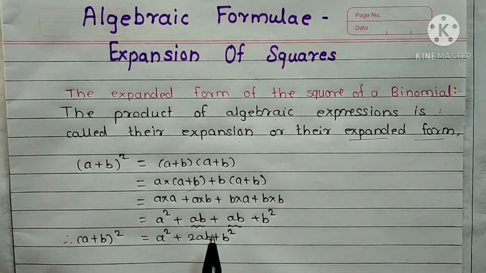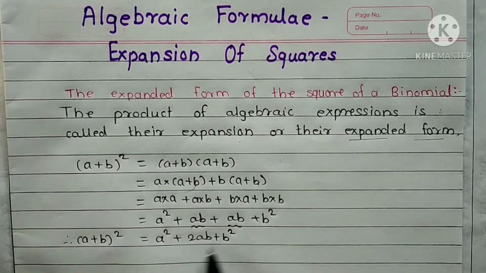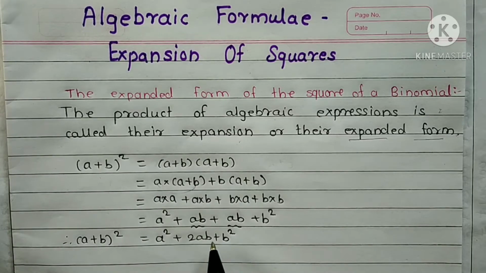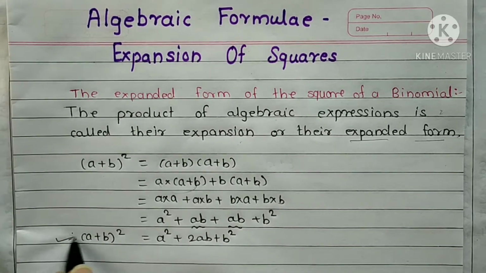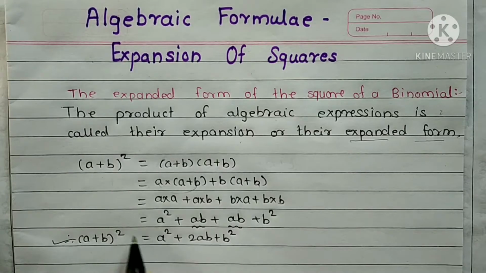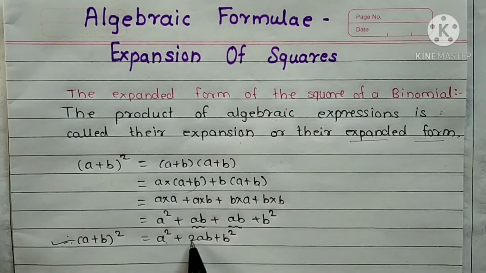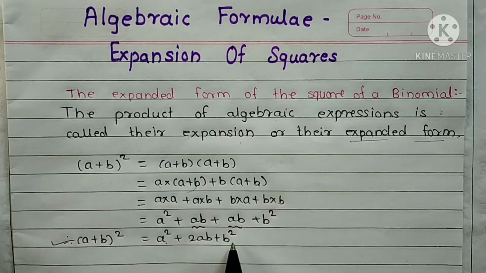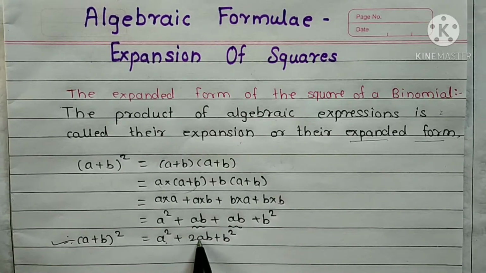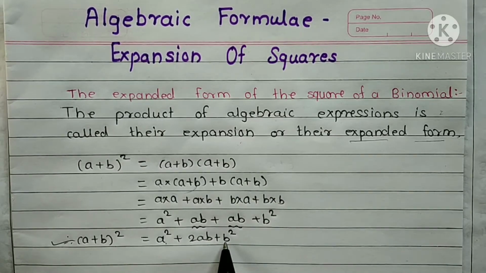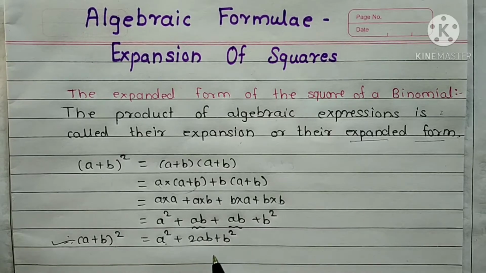This is very useful when we solve examples. So you remember this: (a plus b) whole square equals a square plus 2 into ab plus b square. That is, square of the first term, plus 2 into first term into second term, plus square of the second term. Now we see another formula, that is (a minus b) whole square.